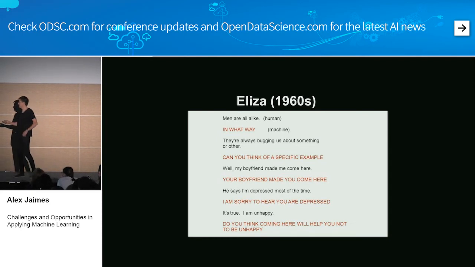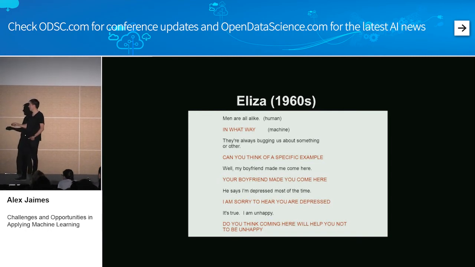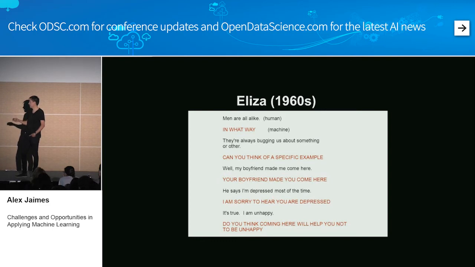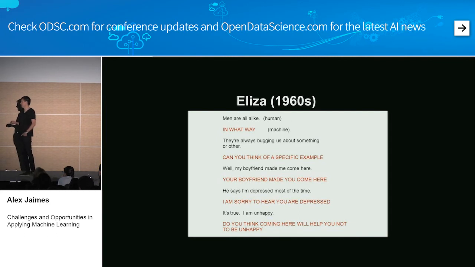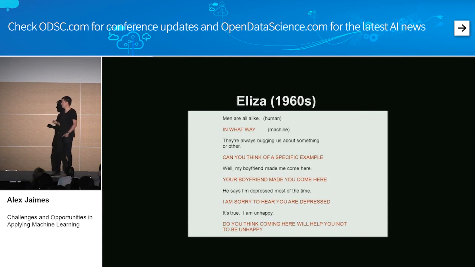So for example, I don't know if you can read in the back, but the human says, men are all alike, and then the computer says, in what way? And then the human, they're always bugging us about something or other. Then the machine, can you think of a specific example? Then the human, well, my boyfriend made me come here. The computer, your boyfriend made you come here. The human, he says I'm depressed most of the time. The computer, I'm sorry to hear you're depressed. The human, it's true, I am unhappy. And then the computer, do you think coming here will help you not be unhappy?